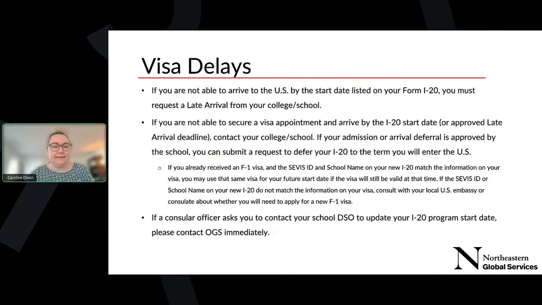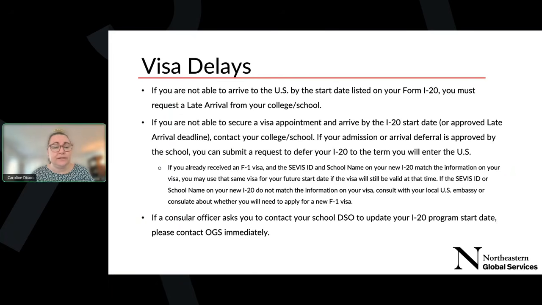Visa delays. If you're not able to arrive in the US by the start date listed on your Form I-20, you must request a late arrival letter from your college or school. If you're not able to secure a visa appointment and arrive by the I-20 start date or the approved late arrival deadline, which is a few weeks later, contact your college or school. If your admission or arrival deferral is approved by the school, you can submit a request to defer your I-20 to the term that you will enter the US.